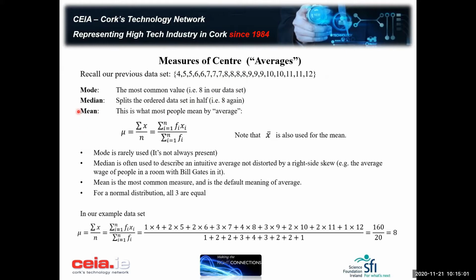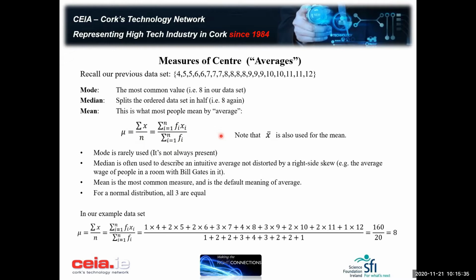And then there's the mean, which is what is commonly meant by average. And the mean is the sum of all the values divided by the number of values. So that's a simple representation of it, but it's usually easier to calculate it using the frequency table, like so. So you multiply each data value by the frequency, the number of times it occurs, and divide that by the sum of those frequencies, which is the same as the total number of data points.